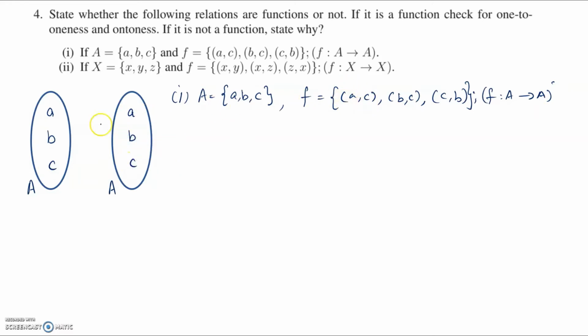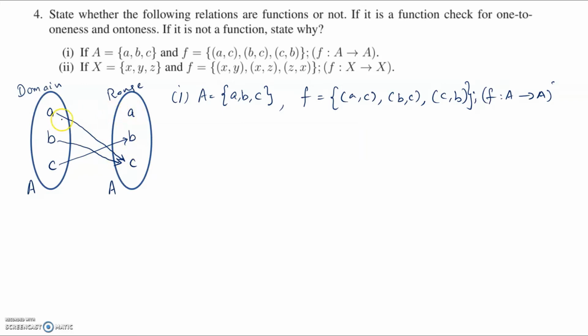A is related to C, so A to C. B is related to C, so B to C. And C is related to B, so C to B. Now, it is a function because each element in the domain, so this is your domain and this is your range, each element in your domain has only one value in the range, therefore it is a function.